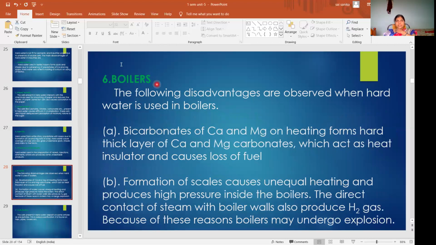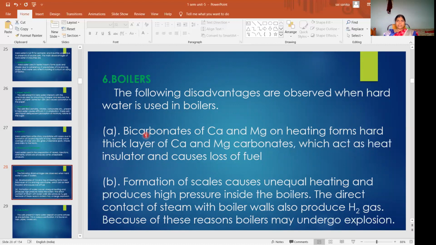So this is also industry, boilers. So what are the disadvantages that take place? The following disadvantages are observed when hard water is used in boilers. First one: bicarbonates of calcium and magnesium on heating form a hard thick layer of calcium and magnesium carbonates, which acts as a heat insulator and causes loss of fuel.